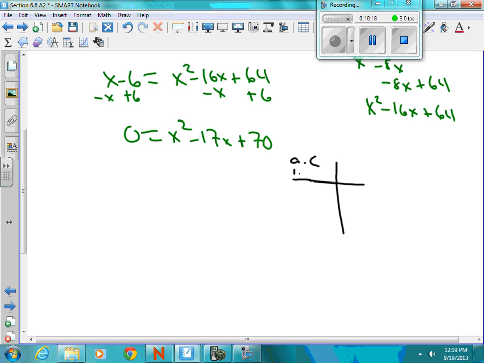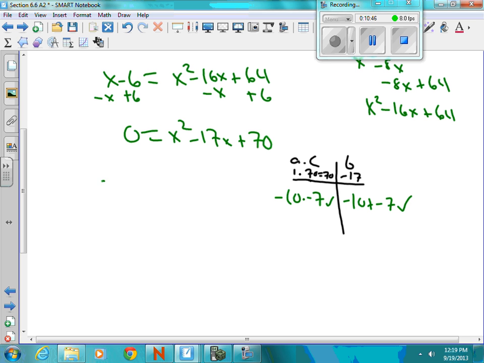A times C, 1 times 70, which is 70. What adds to make B, which is negative 17? You can take a minute trying to figure out what the factors are. But if you look at it, we have a negative middle term and a positive last term. So that means both terms have to be negative. Negative 10 times negative 7 is positive 70, and negative 10 plus negative 7 is negative 17.